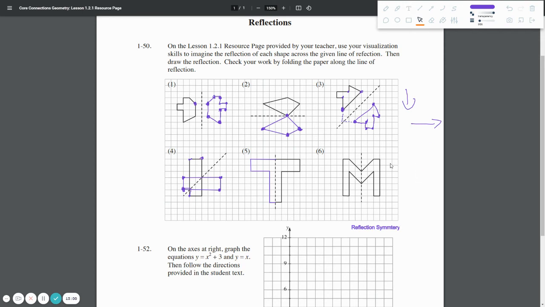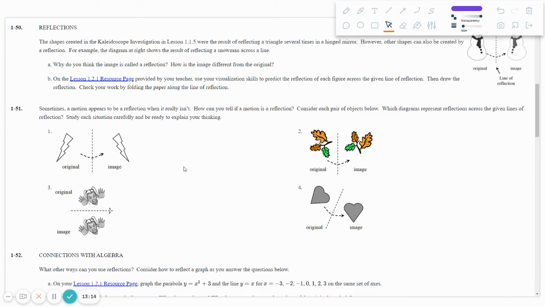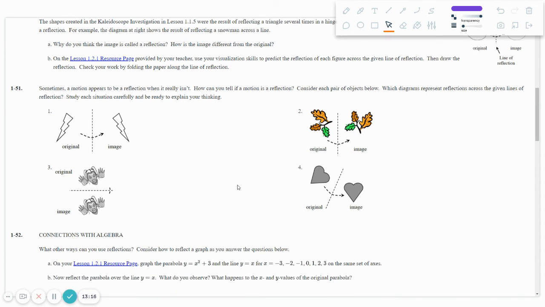All right, so that is really the main gist of how to do reflections. So I'm going to go back to the lesson page, and I want to show you one more question to see what is going to go on here. So 1-51, it's asking, how can you tell whether some of these objects have reflections or not? So I'm going to go ahead and start with number 1. What do we think?